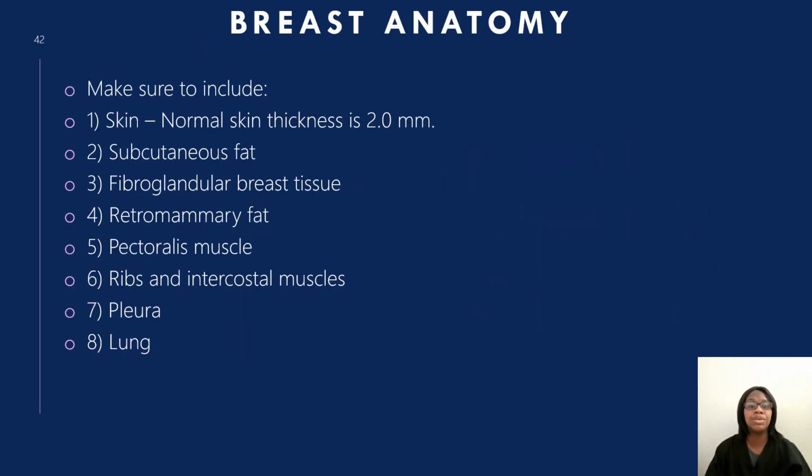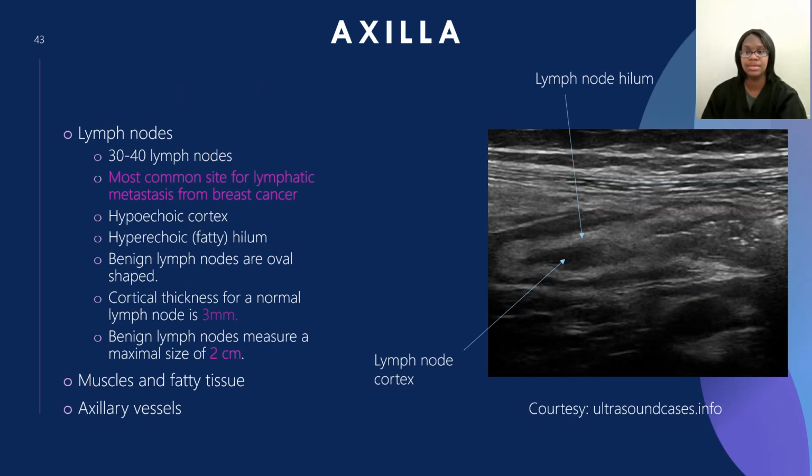For the breast anatomy, we like to have the skin, the fat, fibroglandular breast tissue, retromammary fat, the pectoralis muscle, the ribs, the lungs, the pleural cavity. This is an image of the axilla. You can see that the blue arrow is pointing to the lymph nodes.